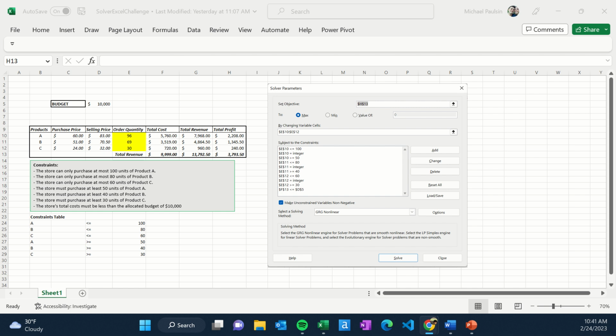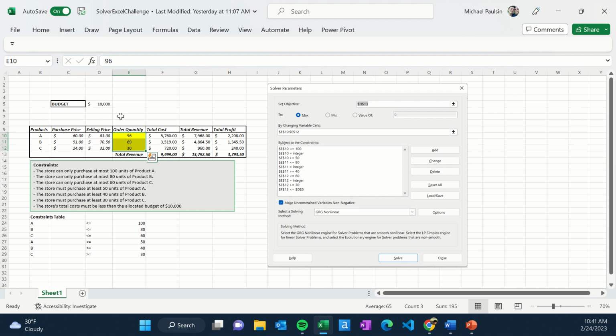So you have the following information. I won't go through all of it, but product A is bought for $60, sold for $83. Product B is bought for $51, sold for $70.50. Got it, etc., etc. So we know we need to solve for how many units we need to purchase of these products. We're assuming they sell out each time we buy them. So demand, we're not taking that into account here.